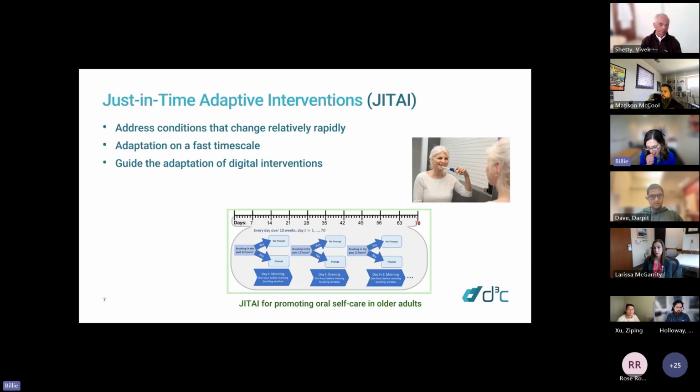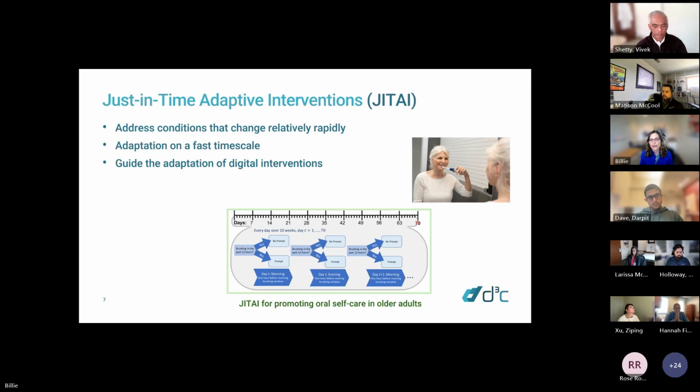What's a JEDI? A JEDI, just like an adaptive intervention, has an adaptation process. It also uses dynamic information about the person to decide whether and how to intervene in practice. But JEDIs are special because in JEDIs, the adaptation process happens on a much faster time scale. Every few days, hours, minutes, sometimes seconds. And the reason we want to adapt on a fast time scale is because we want to be able to address conditions that change relatively fast.